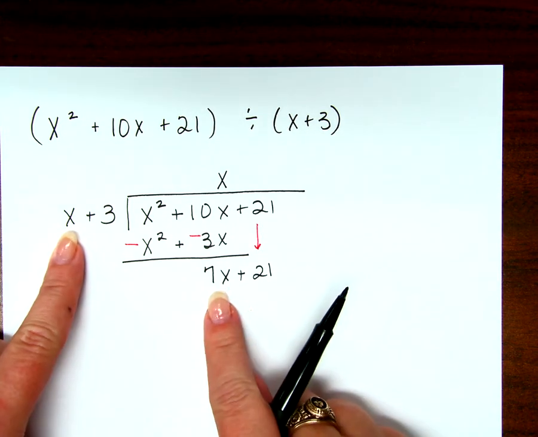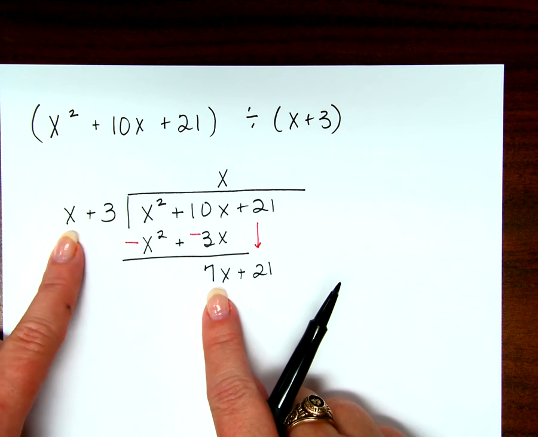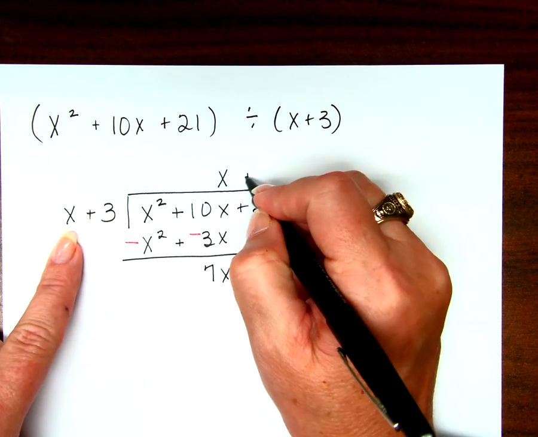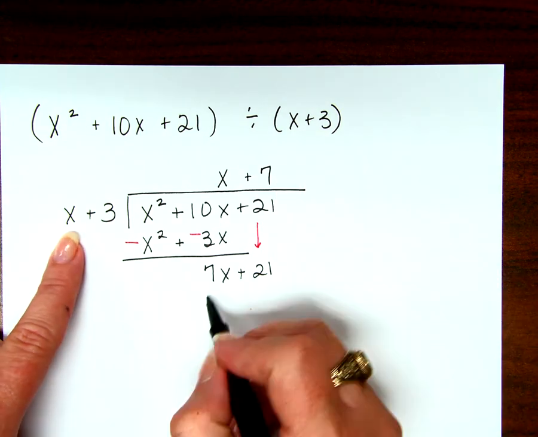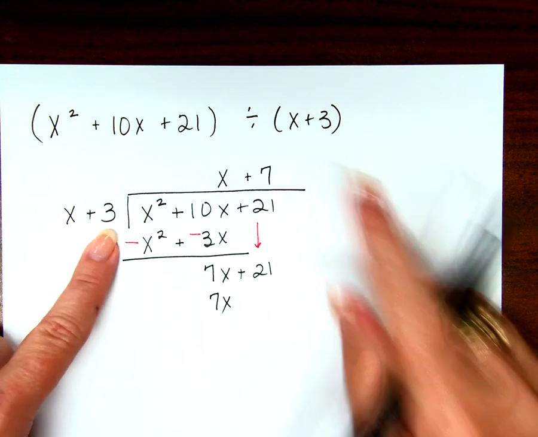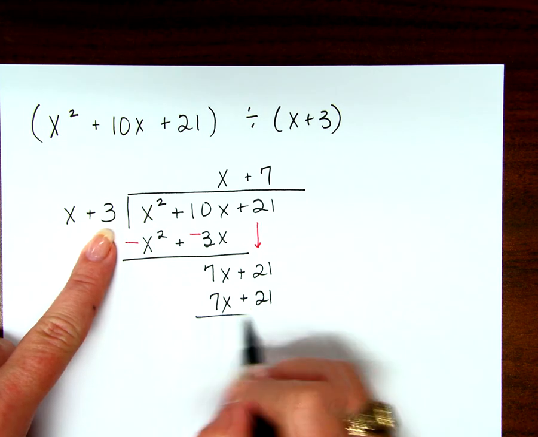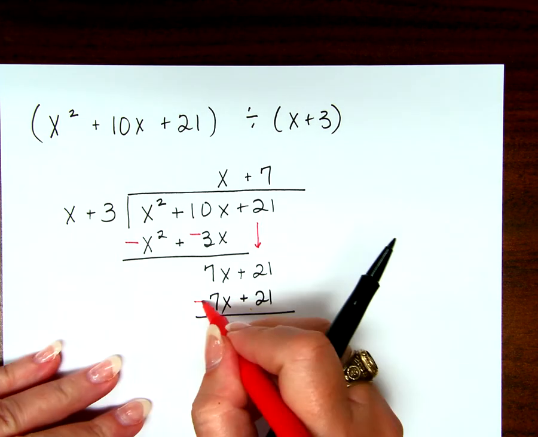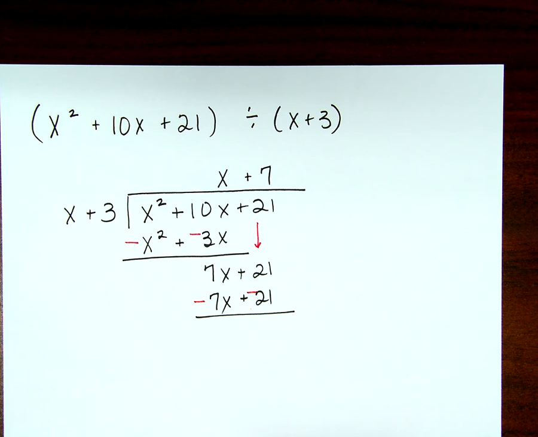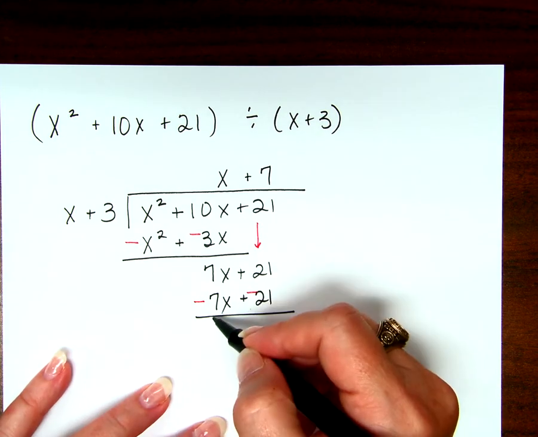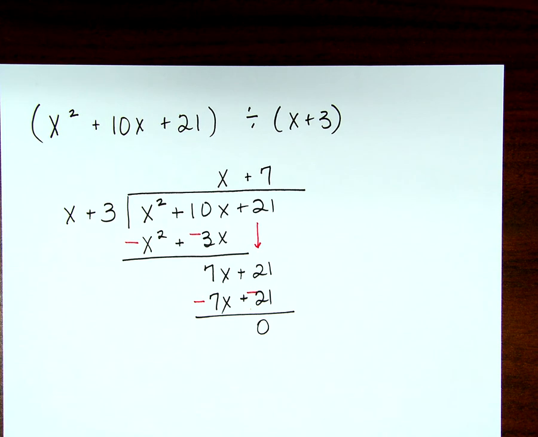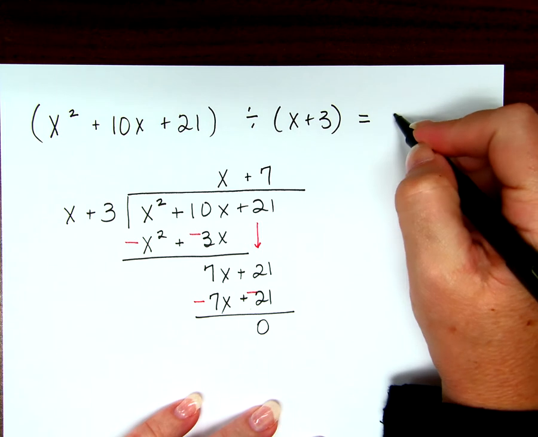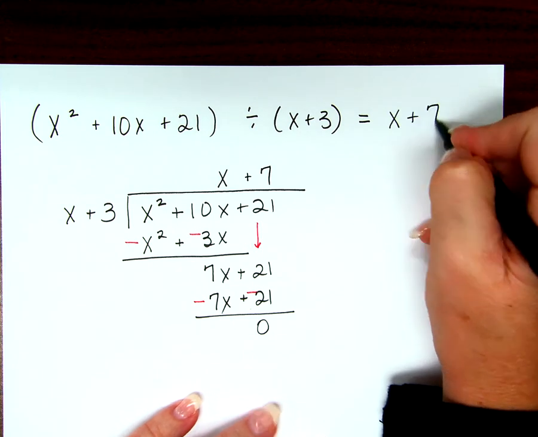Now again, we just look at the first terms. Divide the first term here by the first term here. 7. It goes above the constant. Now multiply. 7 times x and 7 times 3. And now subtract. Zero. So what's the answer? X plus 7.